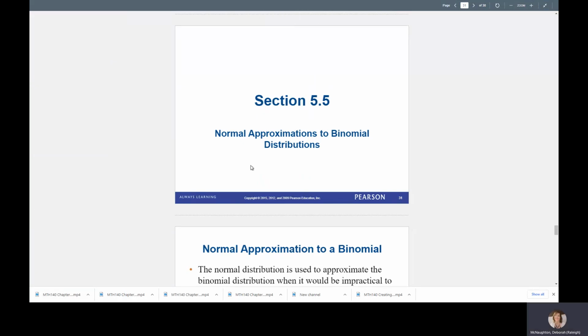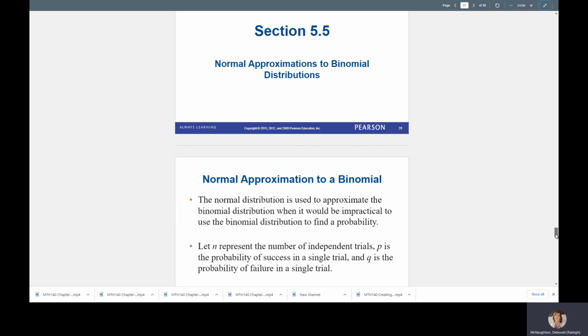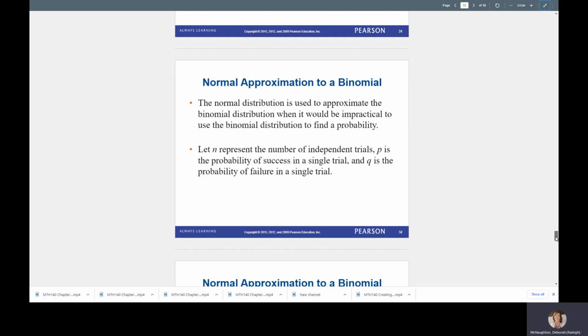All right, section 5.5 covers normal approximations to binomial distributions. So the normal distribution is used to approximate the binomial distribution when it would be impracticable to use the binomial distribution to find a probability. So this happens for really large samples. We might not want to use the binomial distribution to find a probability.